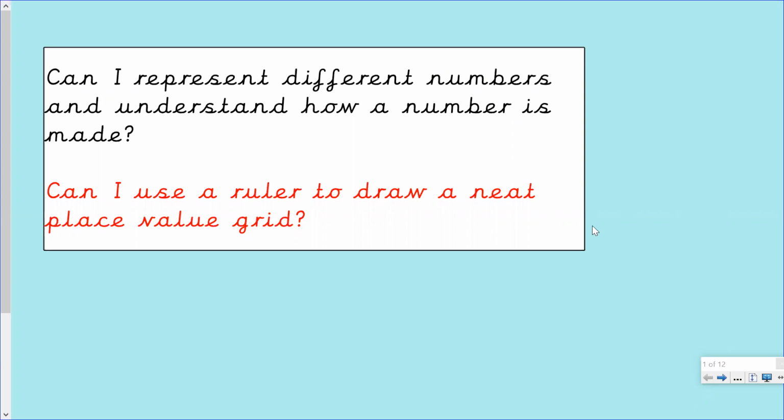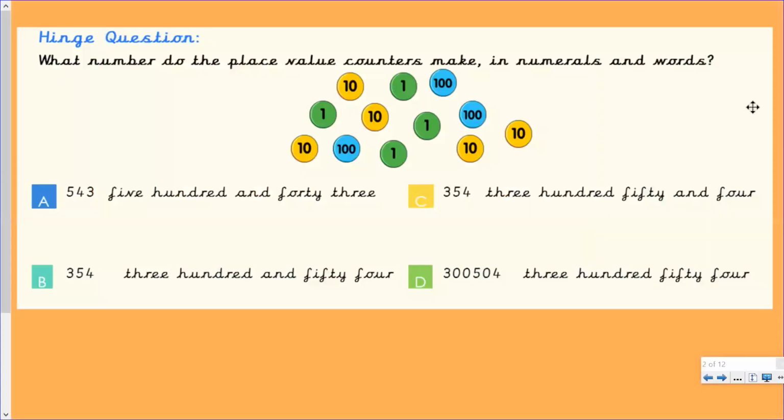After every slide, I'll give you some time to have a go at answering the question yourself, and then we'll discuss it together, other than the activities that you need to be doing independently. So here's your first question. What number do the place value counters make in numerals and words? Have a go at counting these counters, and then look at your options A, B, C, and D to see which one represents the value of the counters that you counted.